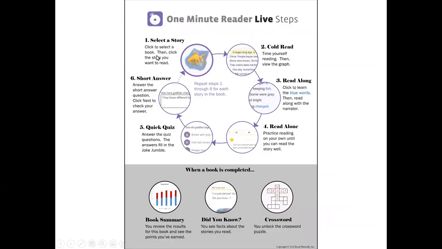The steps in 1 Minute Reader are very similar to Read Naturally Live. They pick a story, but then they go directly to cold timing when they don't need a teacher. They can do it independently. Then they read along with the narrator. They practice reading alone a few times. There's a quick quiz, so 4 multiple choice questions and a short answer. And then they can go on. They're never stuck. So they don't have a specific goal to reach. They don't have to complete a specific number of stories in a level. They can navigate as they want.